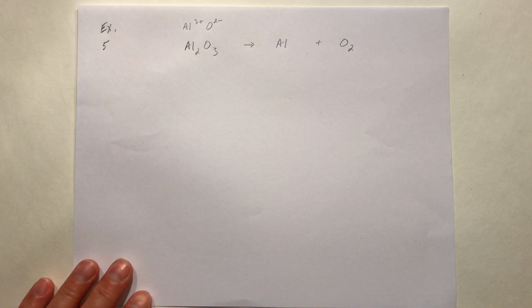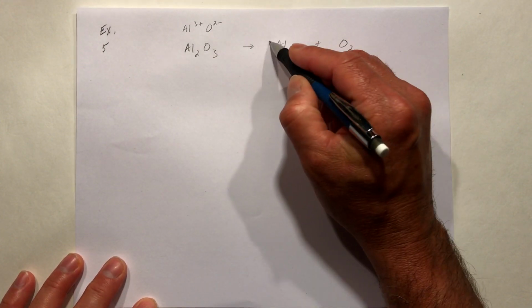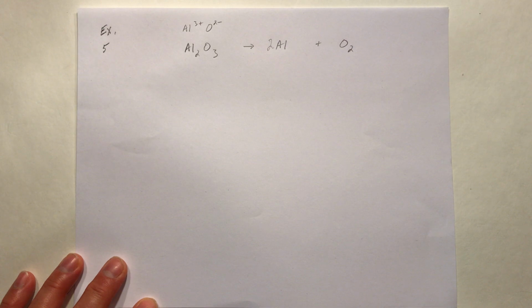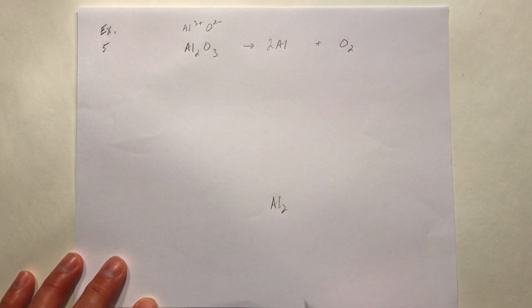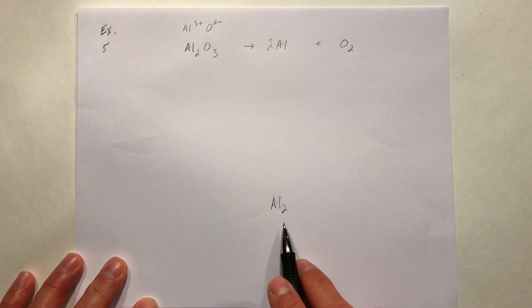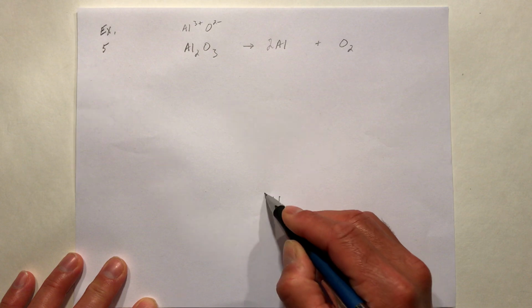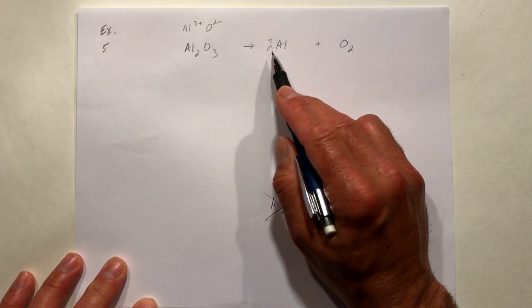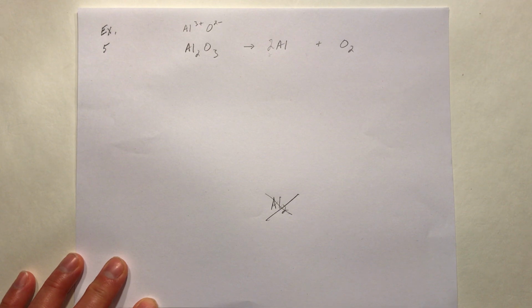Sometimes balancing equations is pretty easy, and here's a good example. We have 2 Als on the left. We can put a 2 here, so we have 2 Als on the right. Now notice that if you put Al2, that would be incorrect. Al is not one of the 7 diatomic elements. Remember, you can never change subscripts. You can only change coefficients. So we have 2 Al atoms rather than 1 Al2 molecule.